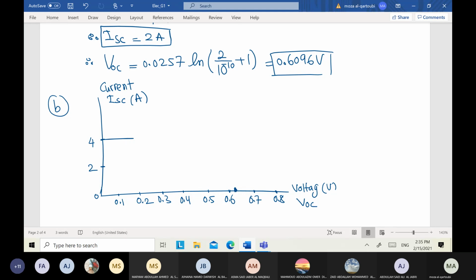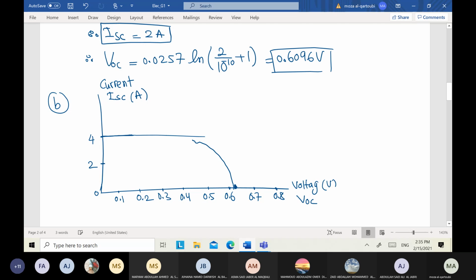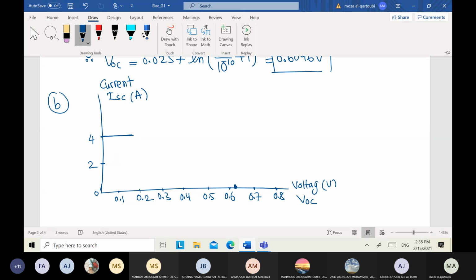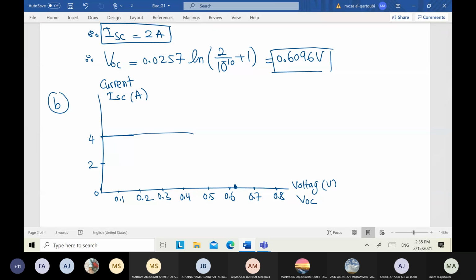So what is the curve of voltage with respect to current, or current with respect to voltage, for a PV cell? This is standard. It should be steady state for the short current, till a period that depends on the open circuit, and now it will drop like this. This is the standard one, the standard curve. This is the standard curve for the IV curve. This is the curve. So this case is for full sunlight.